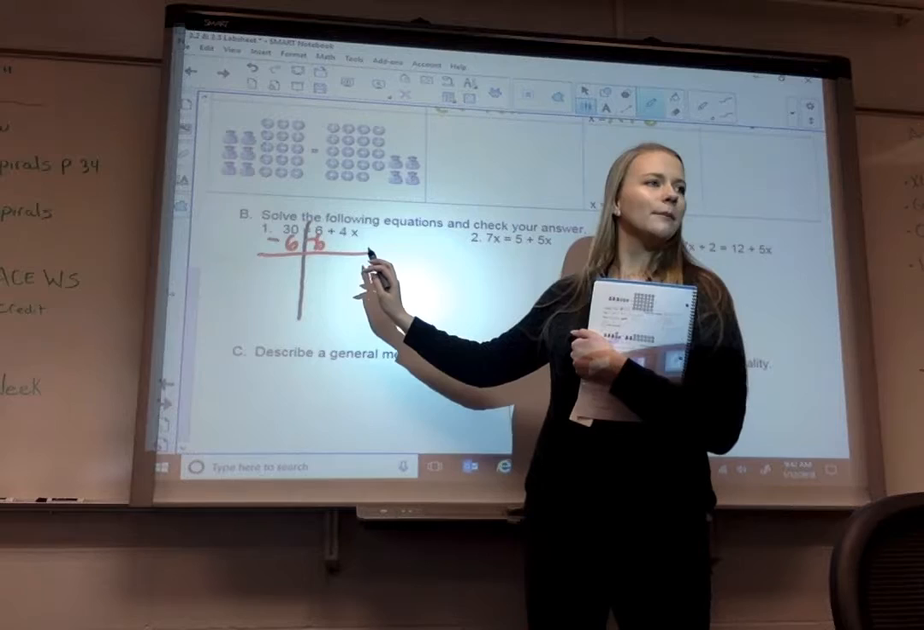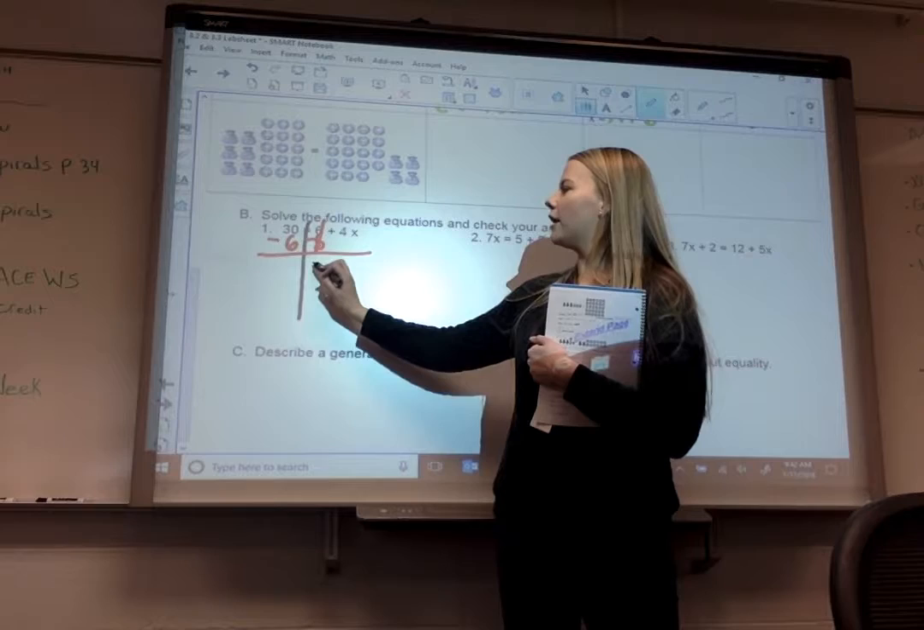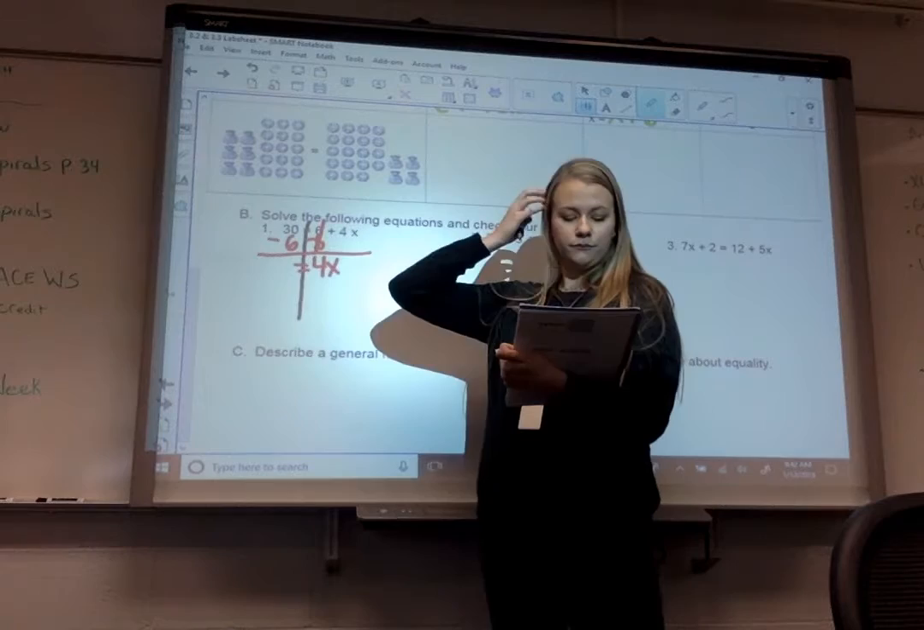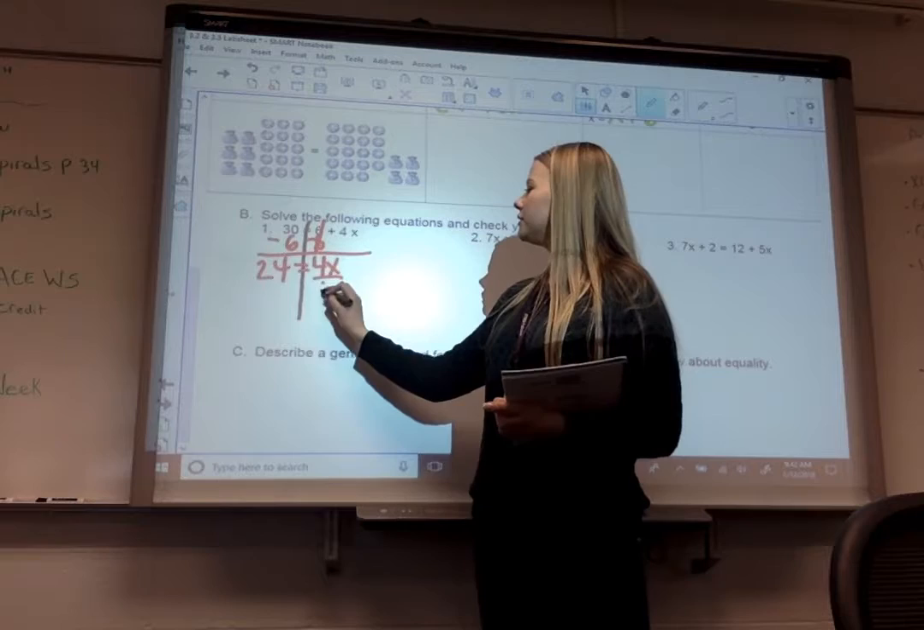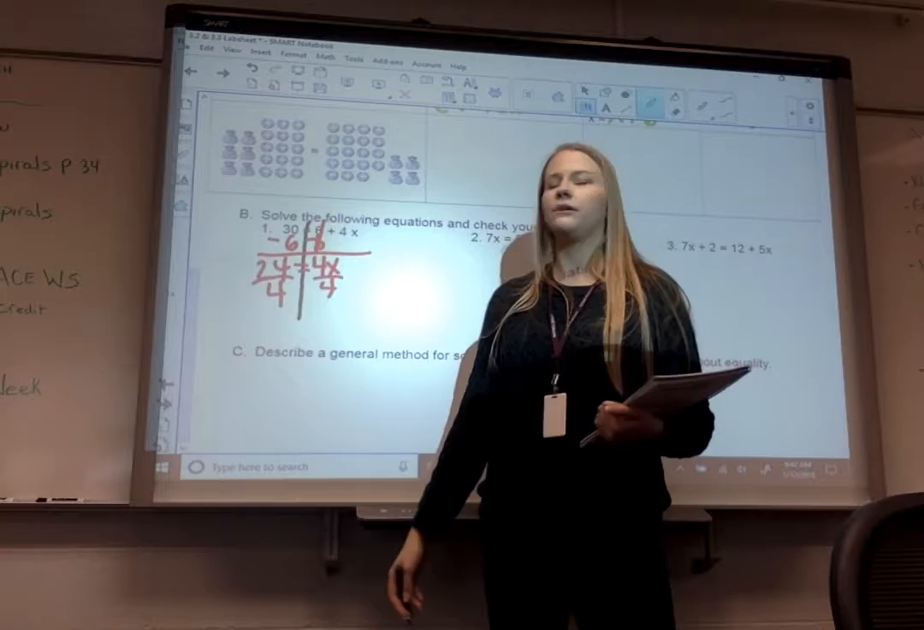So the sixes are going to simplify to zero. So all we're left with on our right side is 4x. 30 minus 6 gives me what? 24. My next step is what? Raise your hand, Tom. Yes. Divide by the coefficient, which is 4. And again, we're putting that line just like we would a fraction line to show that we're dividing. 4 simplified to 1. We have x equals 24 divided by 4 is?